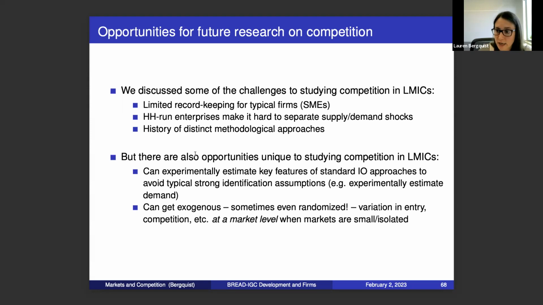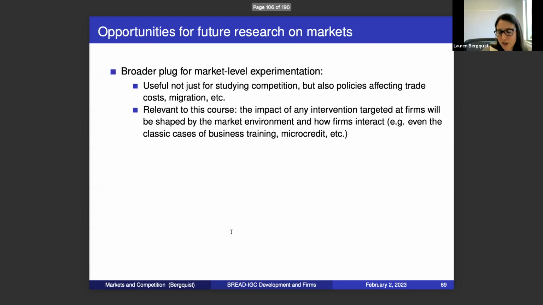So there's lots of opportunity here for experimental work in this space. And then my final broader pitch is that, partially because many of these markets are so isolated and small, and certainly not all, but in many developing country contexts, if you want to do experimental work, you can actually get exogenous, sometimes even randomized variation at a market level in ways that can be more difficult in wealthier and often more integrated markets, right? So you can get variation in entry and competition at a market level, and that can be really useful. And so I want to conclude by making that broader pitch of market level experimentation.